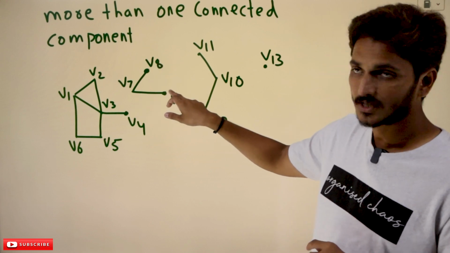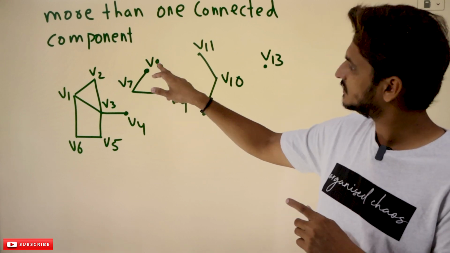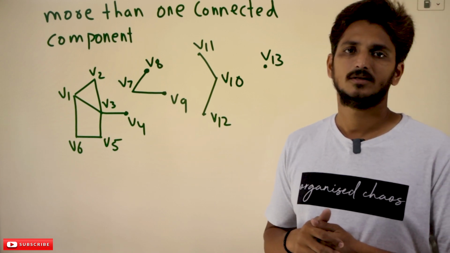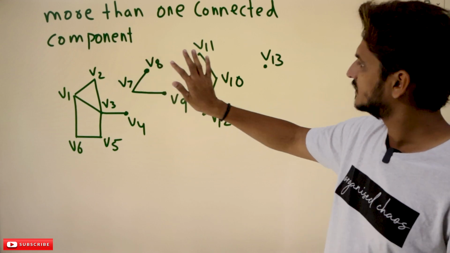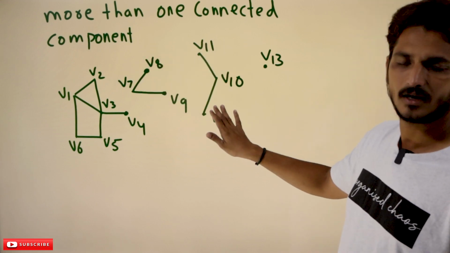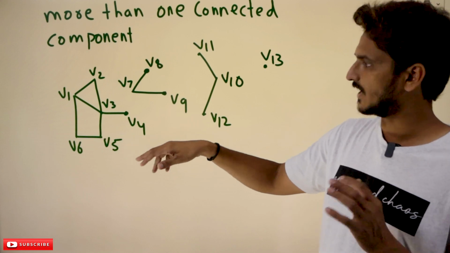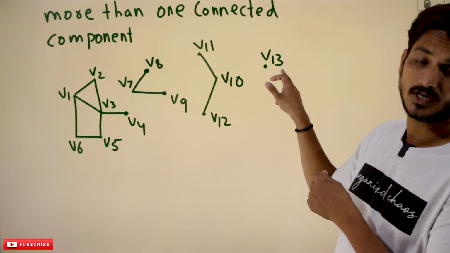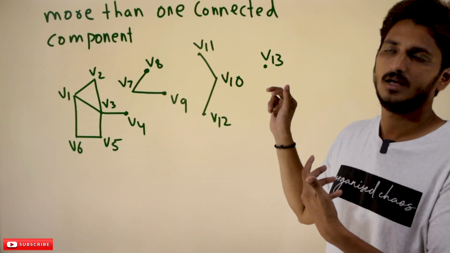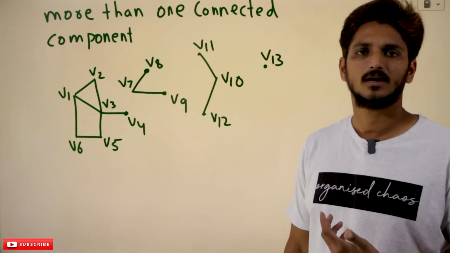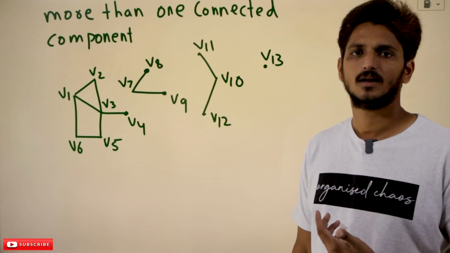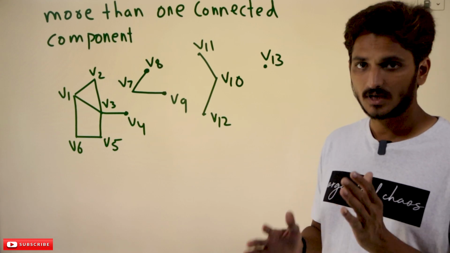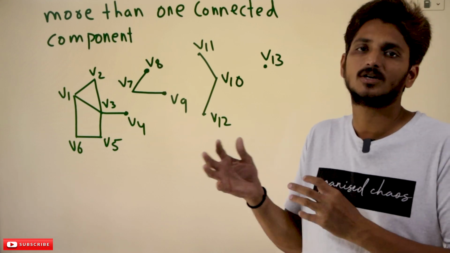Similarly, these three vertices are connected. You take any pair of vertices in these three, there is a connection, there is a path. So that's why this is the second component. Similarly, these three are connected. In this entire graph, how many components are there? 1, 2, 3. This single isolated vertex we call one component. So 4 components are there. That is what connected components means. Subgraphs that are connected, we call components.